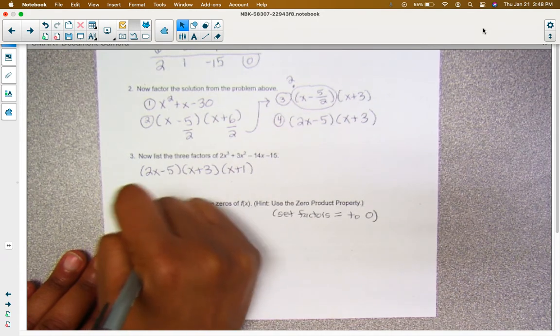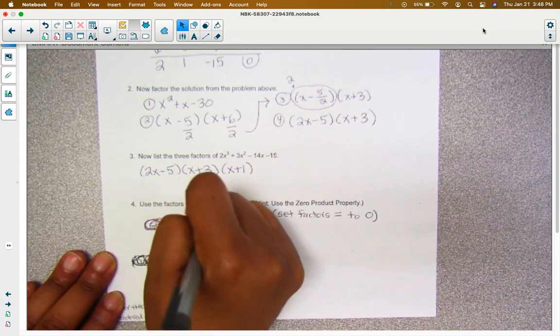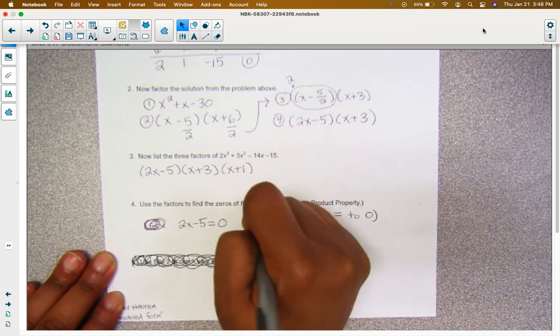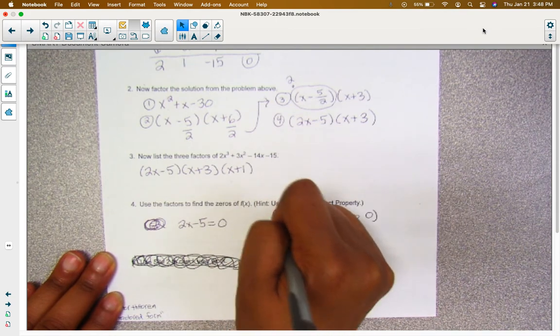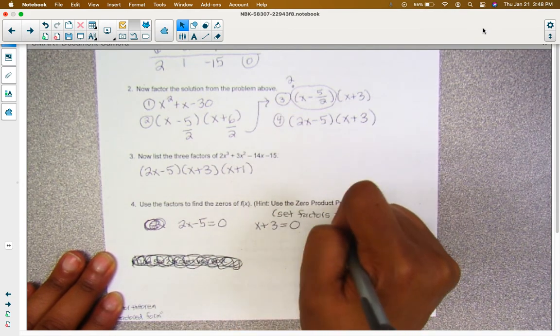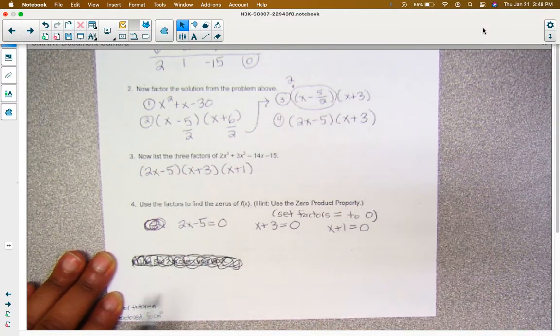And you don't need parentheses. 2x minus 5 equals 0. x plus 3 equals 0. And x plus 1 equals 0. So I took each of these factors and I set them equal to 0 like we did when we first were doing the quadratics. Now I'm going to solve each one.